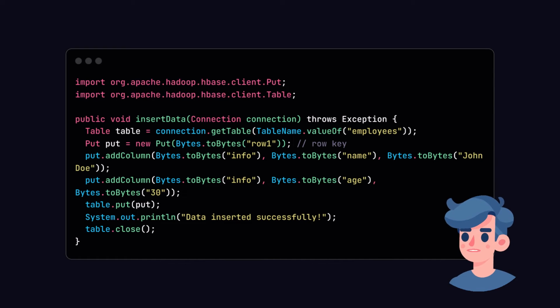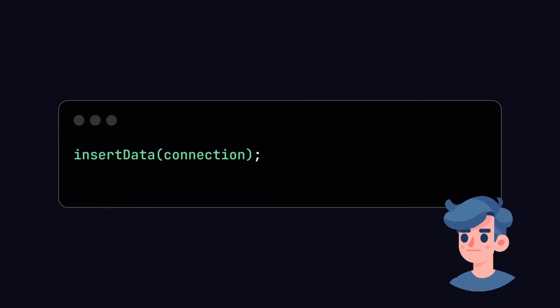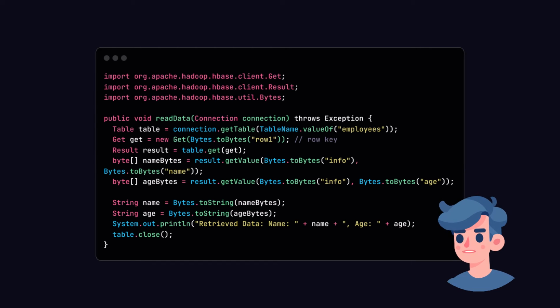Let's move on to inserting data into our newly created Employees table. We will write another method to handle this. In this method, we need to use the Put class from the HBase client. Invoke the insertData method in your main method exactly where you created the table. Now let's run our program to see if data is inserted successfully. Great! Data has been inserted into the Employees table.